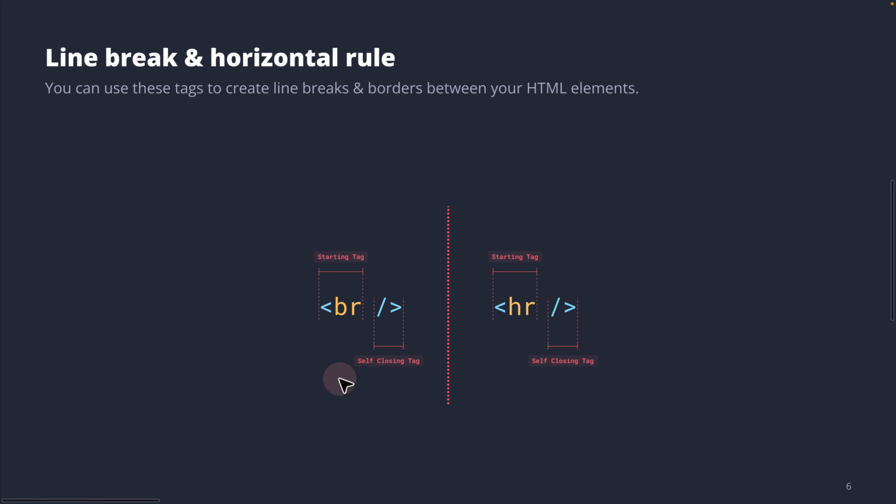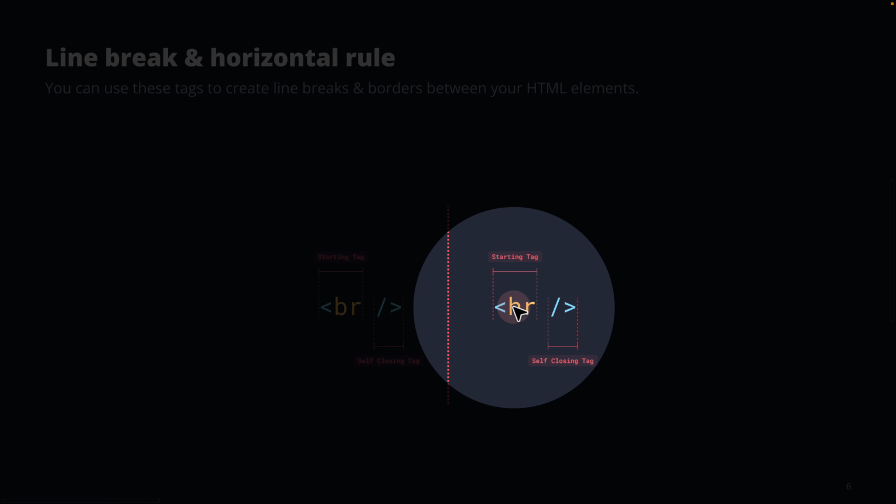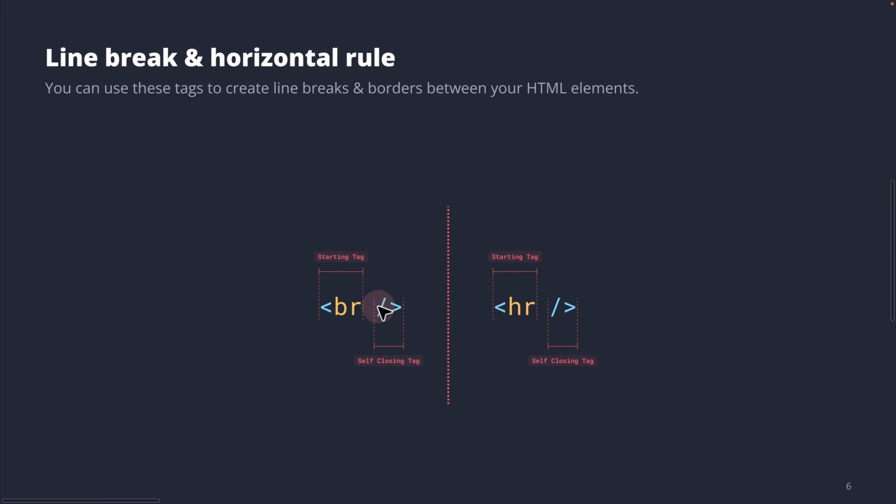So if you decide to, for example, create line breaks or horizontal rule in your HTML, you could use BR to create a line break and an HR to create a horizontal rule. So these are, again, the same thing as IMG. They are self-closing tags.